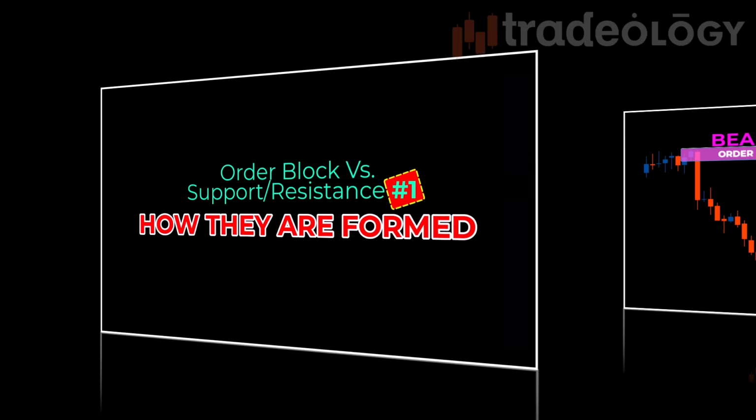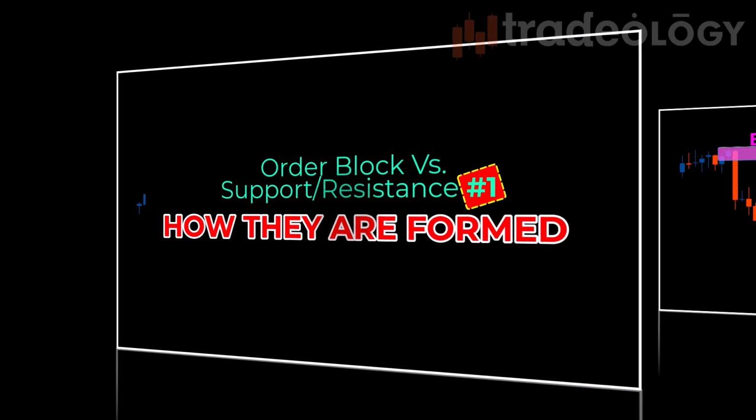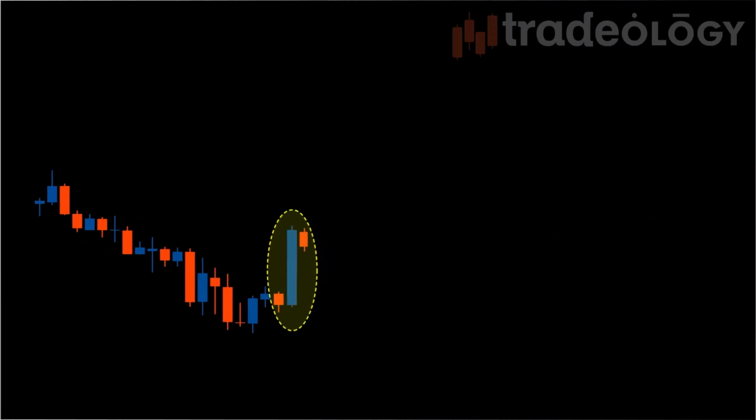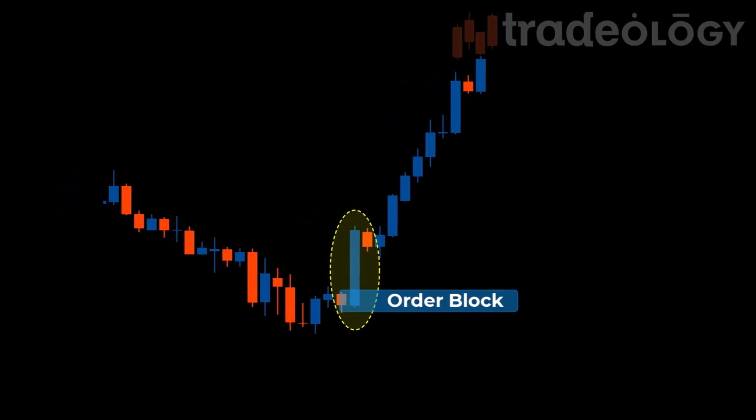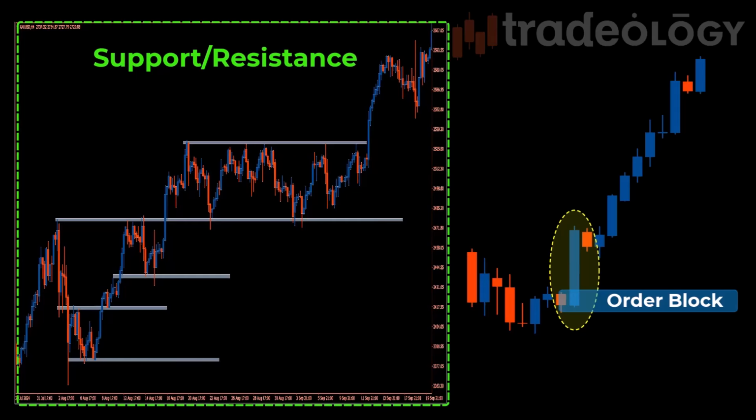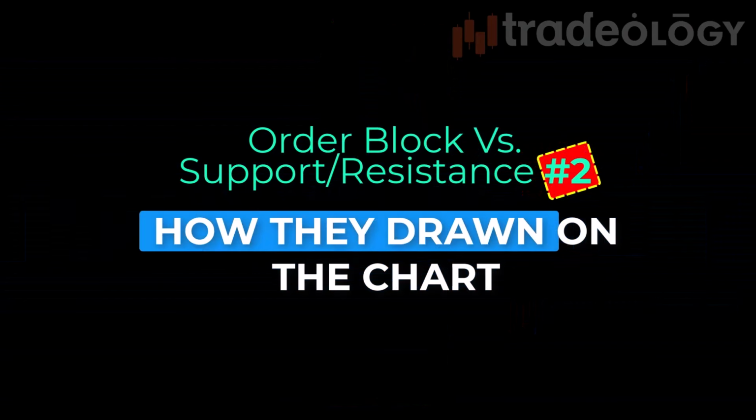The first big difference is how they're formed. Order blocks pop up when price blasts out of one area. Sharp news, boom, that's an order block. Support and resistance, though, build up after multiple rejections. If price gets slapped down once and then again at the same level, that's when you mark it as support or resistance.